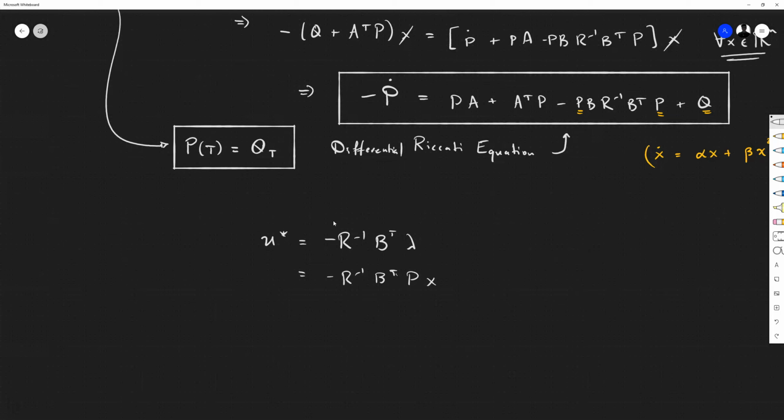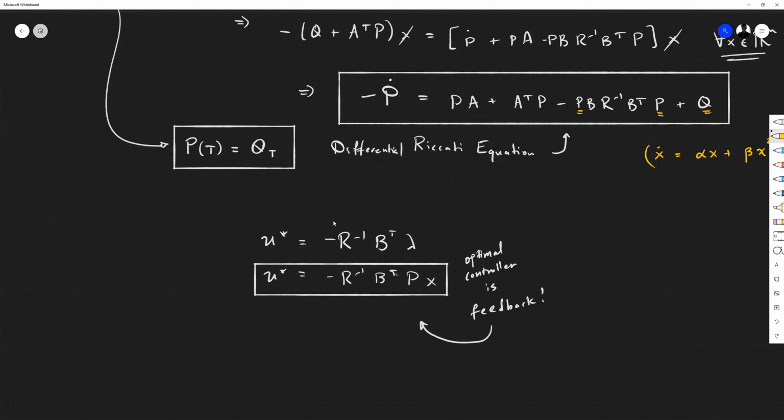So this is our optimal controller. U star is equal to this. And we solved the problem. We have solved the LQR problem, and we found the optimal controller U that minimizes the cost J. And the surprising thing here, and this is the hallmark of LQR, is that the optimal controller is feedback. It's a feedback controller.